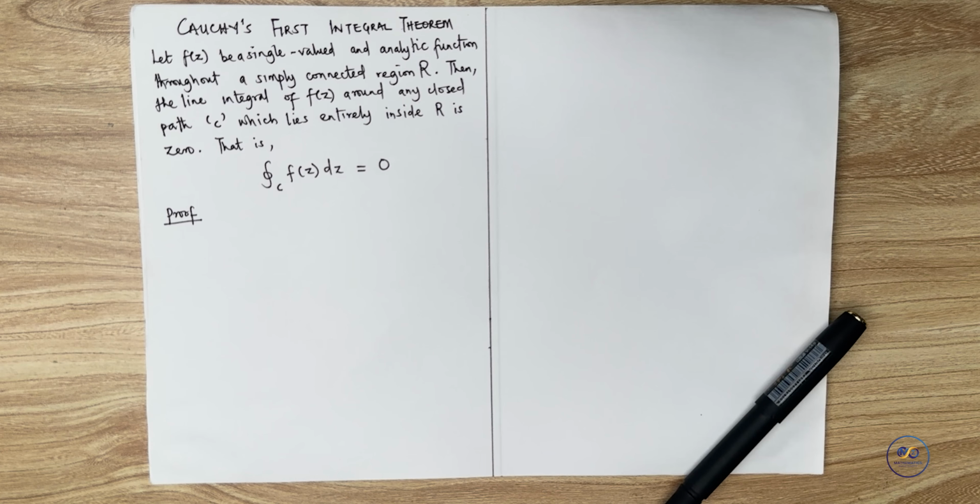The theorem itself states: let f of z be a single-valued and analytic function throughout a simply connected region R. Then, the line integral of f of z around any closed path C which lies entirely inside R is 0. What this means is, if I integrate f of z dz over that closed path C, the result I'm going to get is always going to be 0. So this exactly is Cauchy's first integral theorem.